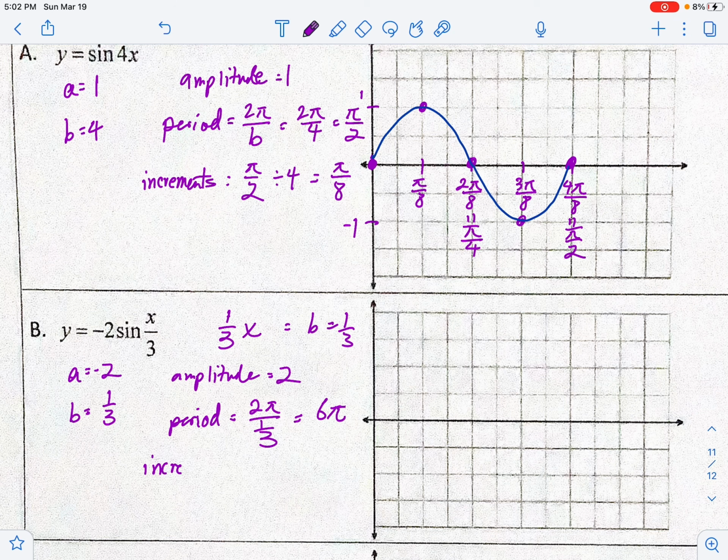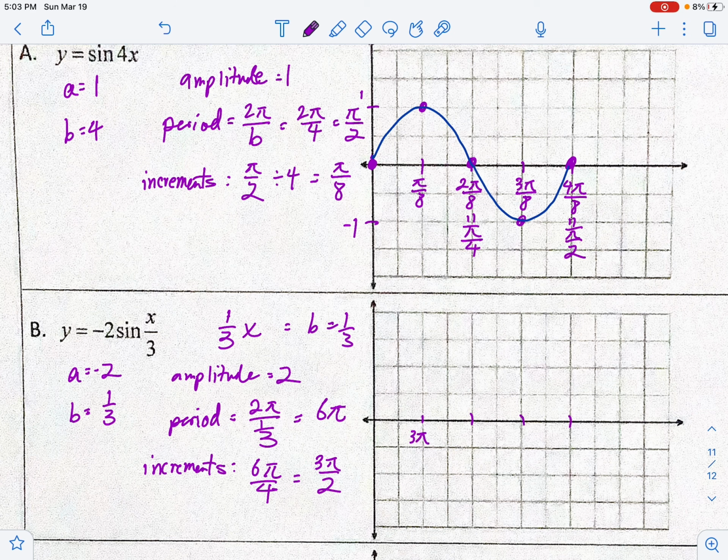Finding the increments, we're going to divide that period by 4, and reduce it so that I get 3 pi over 2. So we're going to go at an increment of 3 pi over 2. I'm going to plot my 4 tick marks, and let's start plotting.